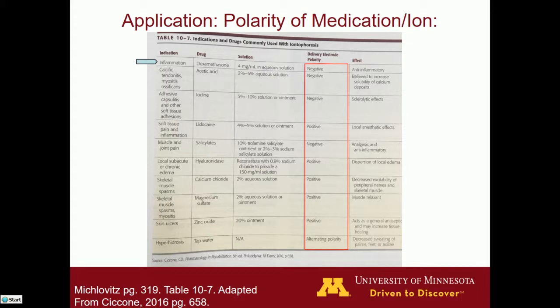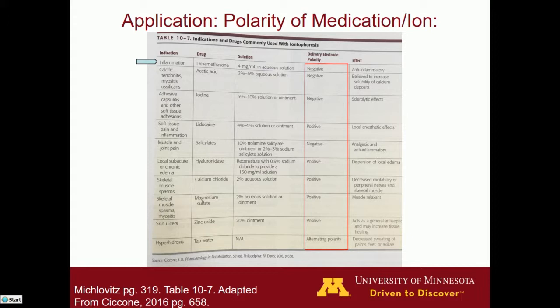But as you see on the chart, there's a number of different medications, both positive and negative, that you need to know because potentially you could receive orders for any one of those medications. You'll see at the bottom for hyperhidrosis, which is excessive sweating on the palms or on the feet or in the axilla, there's an alternating polarity technique that you can use, and it uses basic tap water to address that.